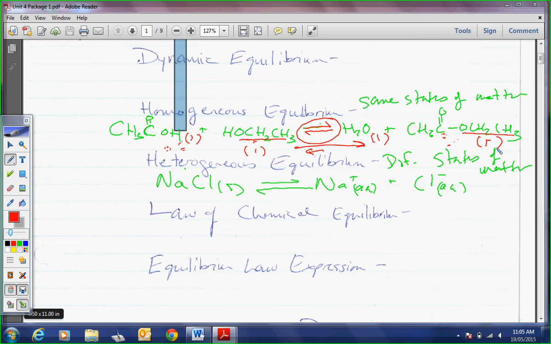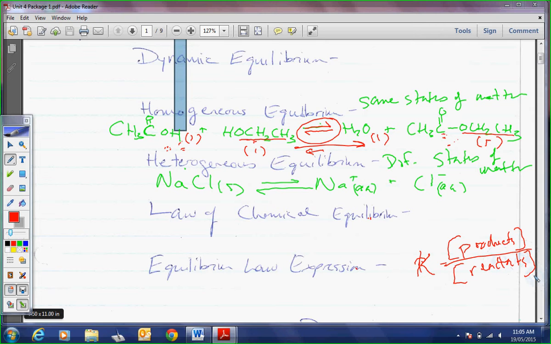Law of chemical equilibrium. We sort of described the equilibrium part up there. The rate of the forward reaction equals the rate of the reverse. And the equilibrium law expression is what we're just about to do a lot of in a second. I'm going to describe that to you. Basically, it's represented by the symbol K, and we'll put the concentration of the products over the concentration of the reactants.